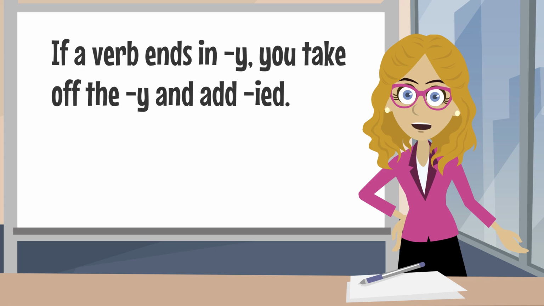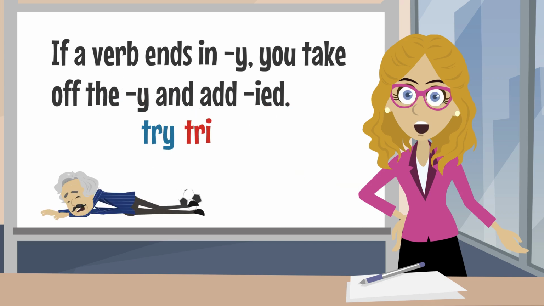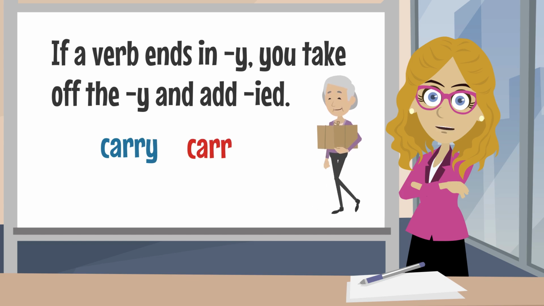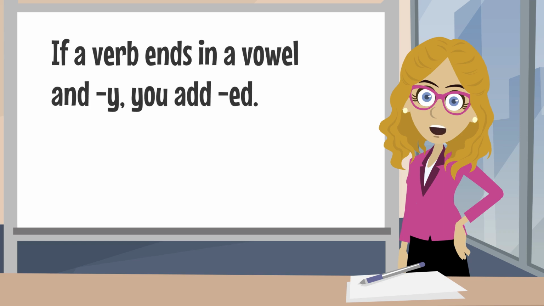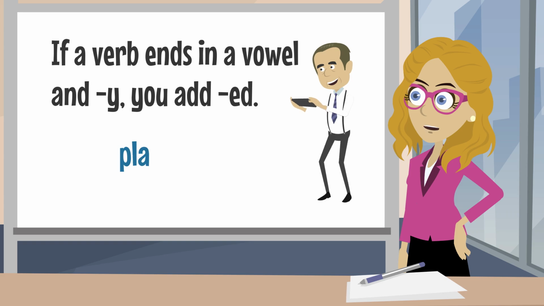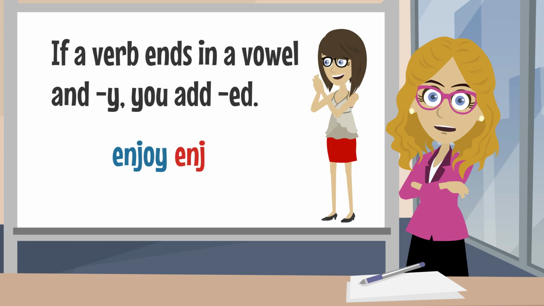If a verb ends in Y, you take off the Y and add IED. Try is tried. Carry is carried. But if the verb ends in a vowel and Y, you add ed. Play is played. Enjoy is enjoyed.